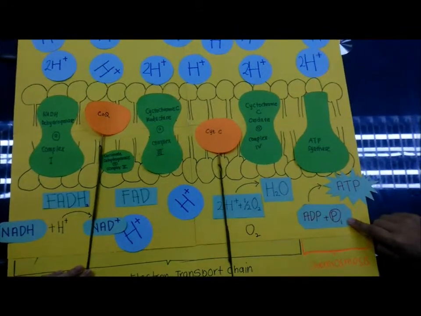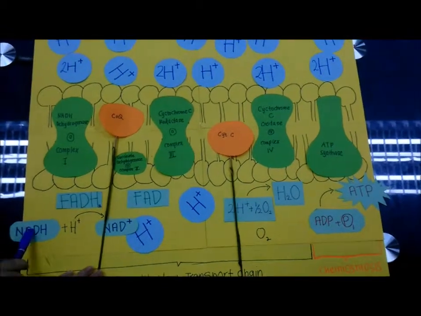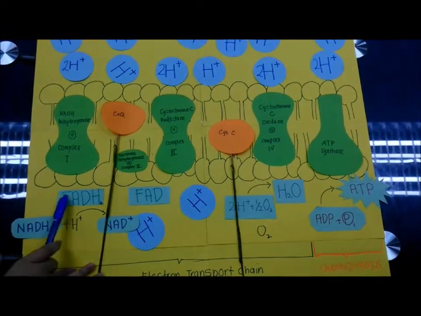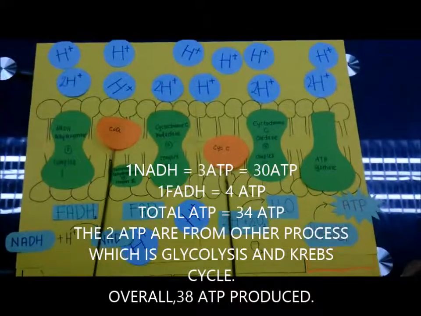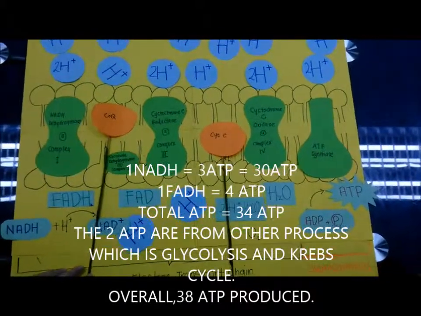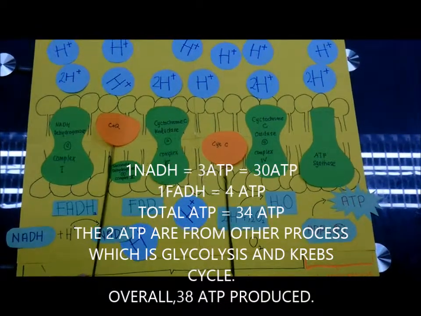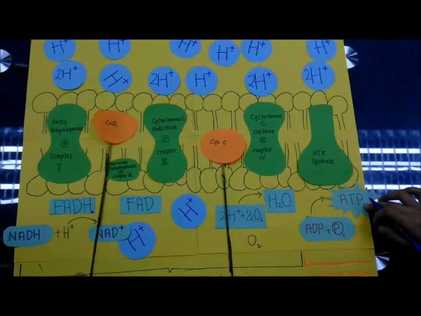One molecule of NADH produces 3 ATP and one molecule of FADH2 produces 2 ATP. Overall, 34 ATP are produced. Meanwhile, another 4 ATP are obtained from glycolysis, which produces 2 ATP, and the Krebs cycle, which produces 2 ATP.